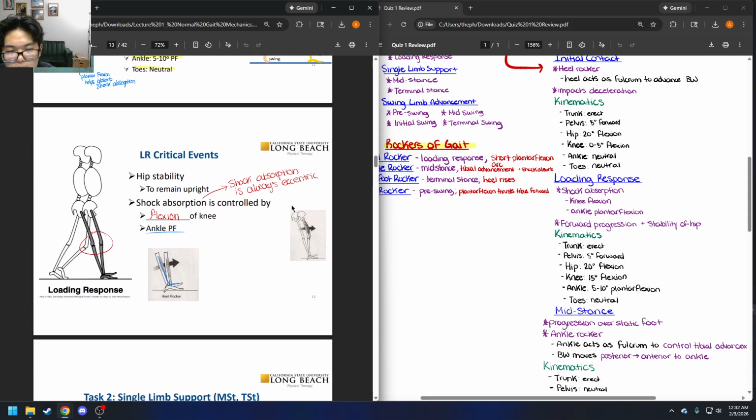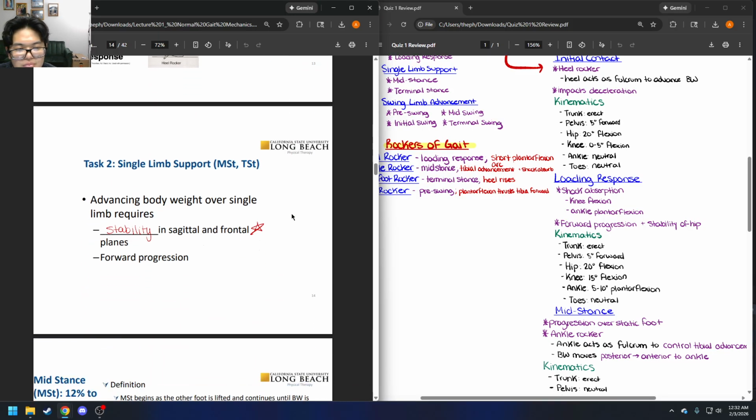The shock absorption is always going to be an eccentric motion, because when you're walking down, think of it like you're stepping down a stair. When you're flexing your knee, your quads are eccentrically working. So a shock absorption will always be eccentric, essentially.